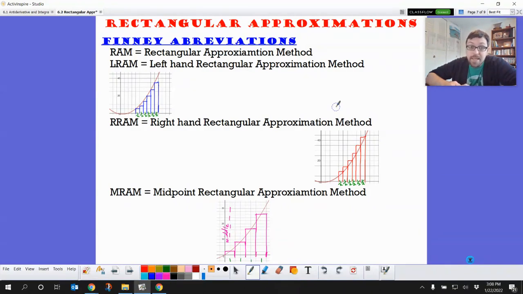The LRAM is saying that we're looking for the left-hand rectangular approximation method, that the left-hand side of our rectangle is touching the curve. The RRAM means that the right-hand side of our rectangle is touching the curve. And then finally, MRAM is saying that the midpoint is what is right on our curve. That's just their notation for it, but they almost never say what that means. So I wanted to make sure that you know what LRAM, RRAM, and MRAM mean, because boy, did that drive me crazy.